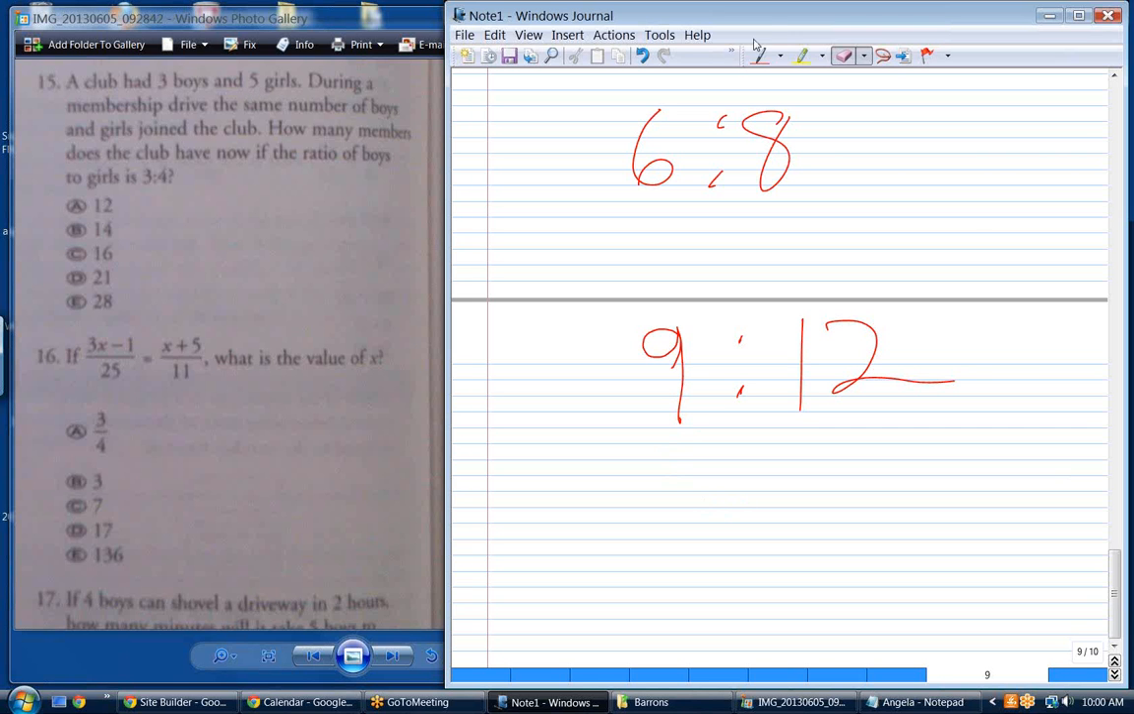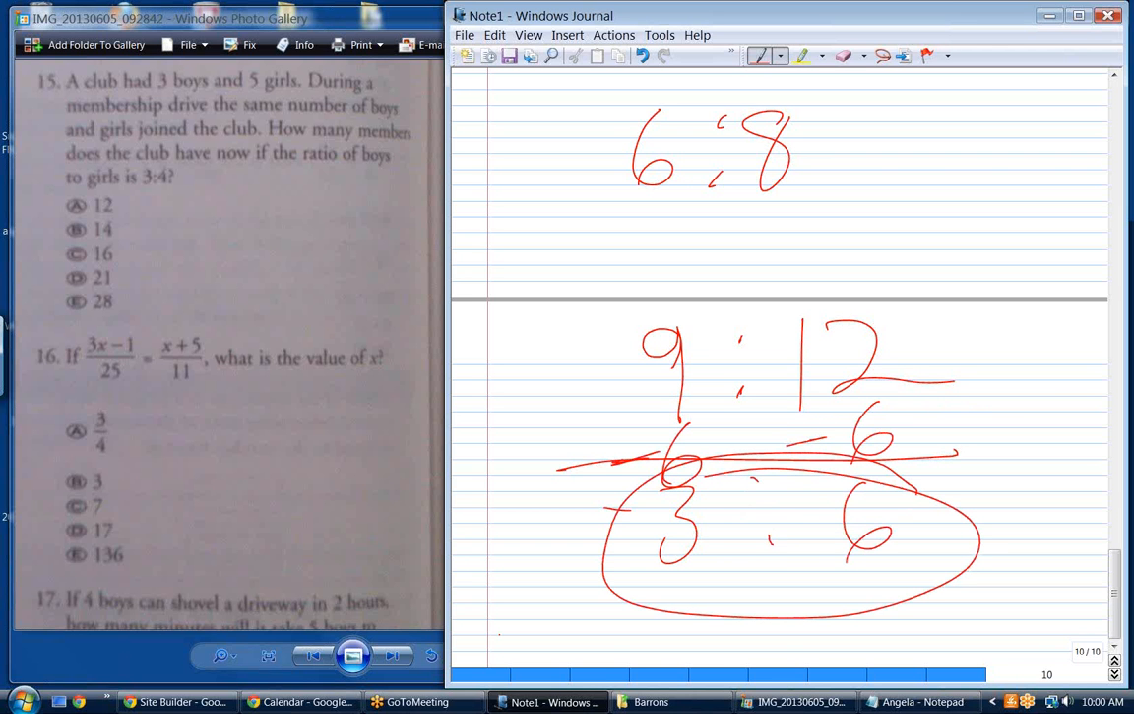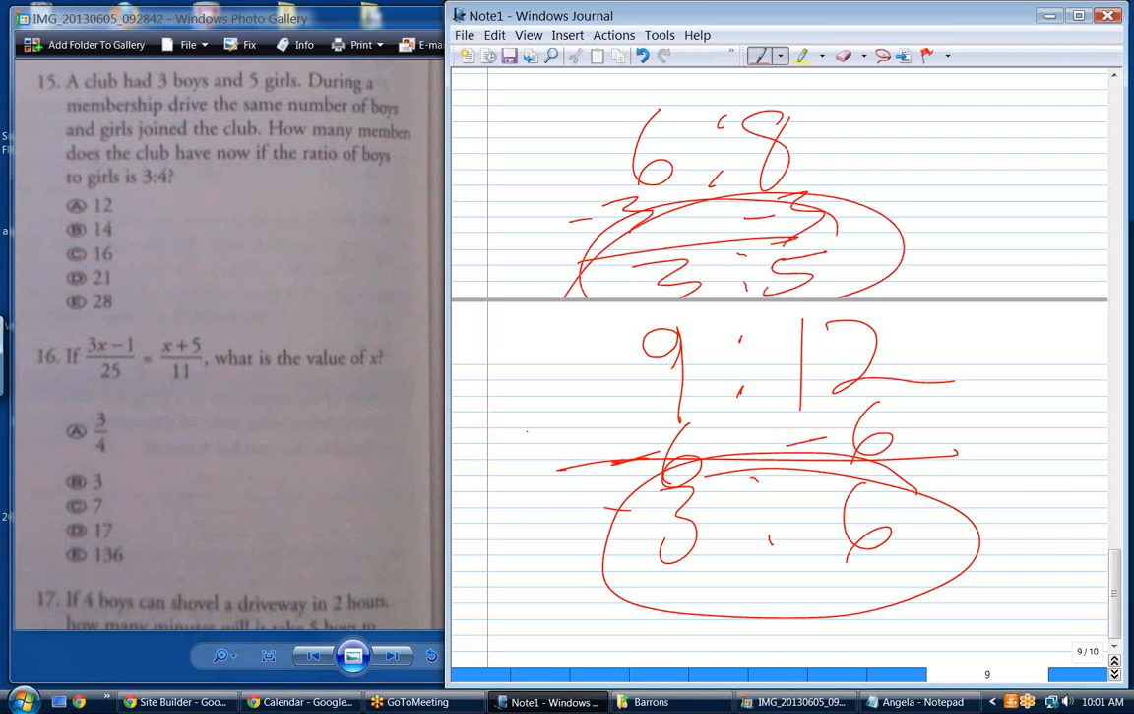Notice that this answer, which was D, if I subtracted, there's no constant number. I'd have to subtract 6 to get 3 boys. And if I subtract 6 from that, I would have 6 girls. So it doesn't give me that 3 to 5 ratio. Got it. Okay. This one, I subtract 3 to get 3. And if I subtract the same number, I get 5. Got it. Okay?